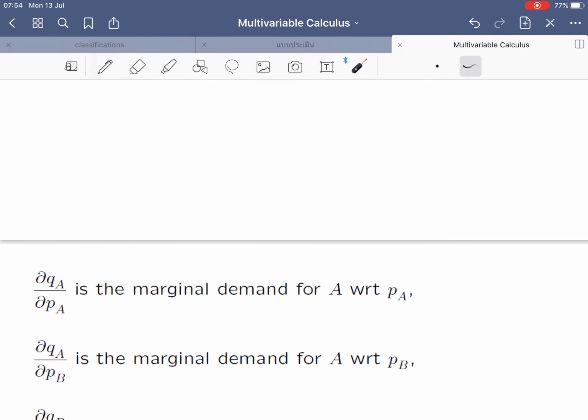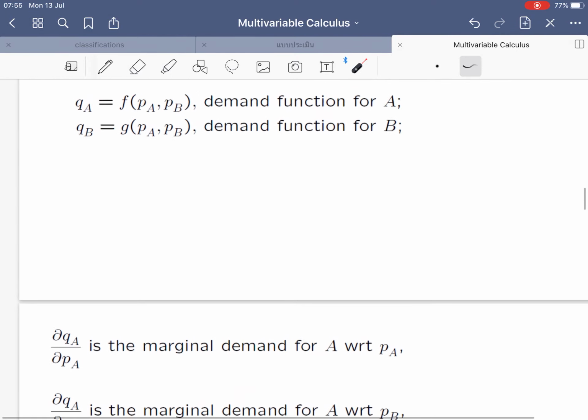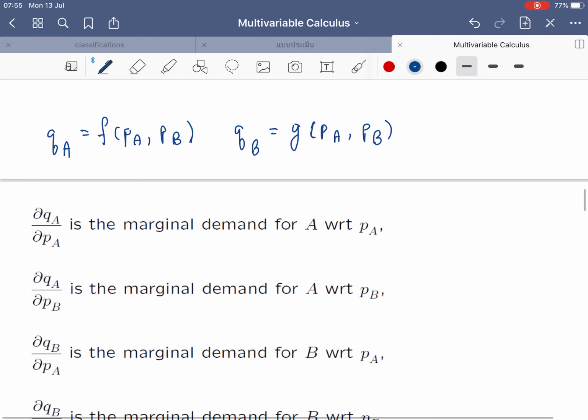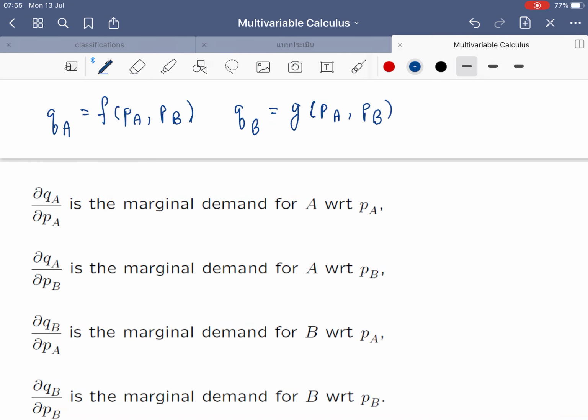Because you have a function, let me just write it down here. Your QA is a function f of PA, PB, and your QB is another function of PA and PB as well. What you can find is a partial derivative, for example, with respect to the price A.